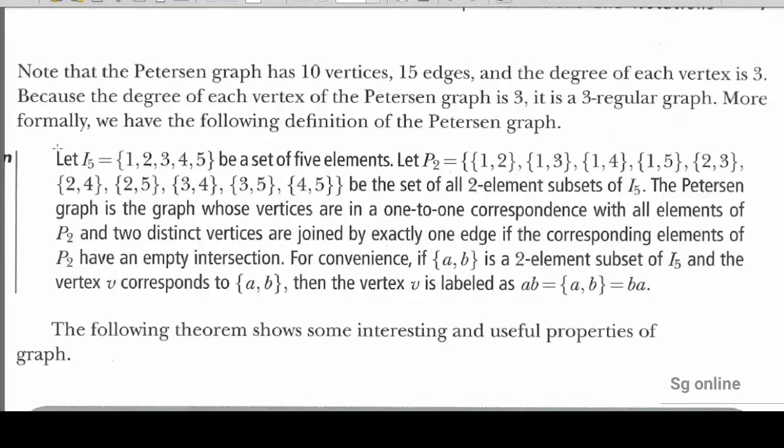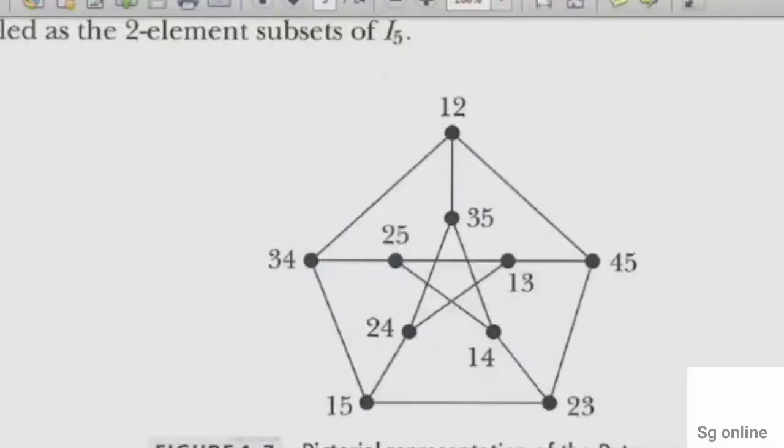So let us take another picture where this representation is there. Now you see clearly the representation of the vertices of the Petersen graph. For convenience we are writing just the numbers side by side, not giving the parentheses and comma, to make the figure convenient. Now you see that 1,2 and 1,3 have a common element 1. So there is no edge between 1,2 and 1,3, but 1,2 and 3,5 have no common element, they are disjoint, and so they are joined by an edge.